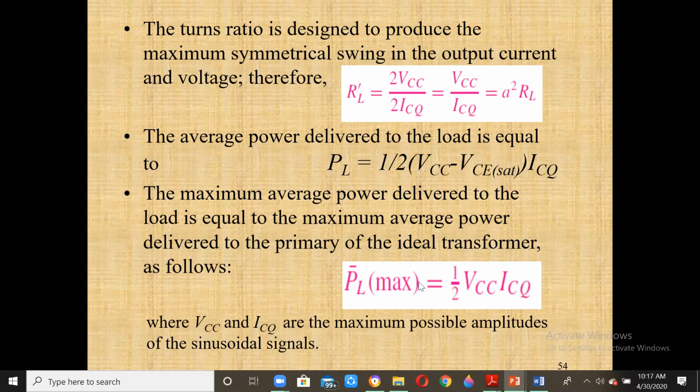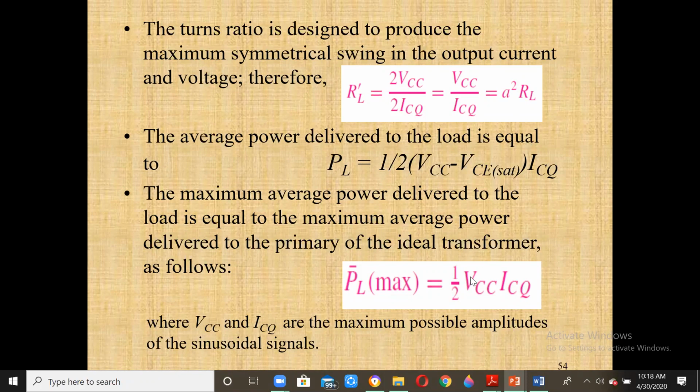So the PL will be the load power. On one side, there won't be any power at all, that will be 0 into VCC into ICQ, since no current ICQ is there. On the other side, you might have ICQ equal to the maximum value of the collector current, and that will give us VCC ICQ. So the average of that will just be half of the whole thing. The same thing is being mentioned here. On one side 0, on the other side VCC minus VCE sat times ICQ, so the average of that will just give you half of it.